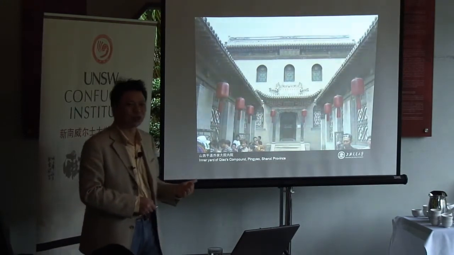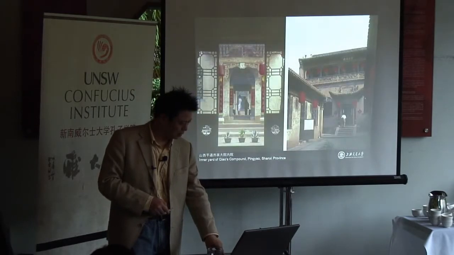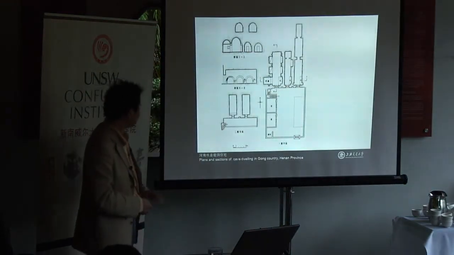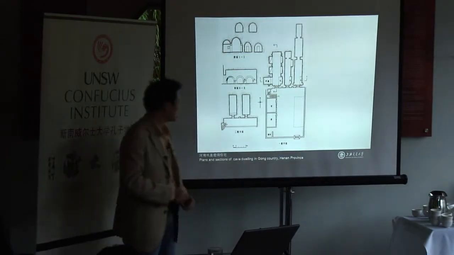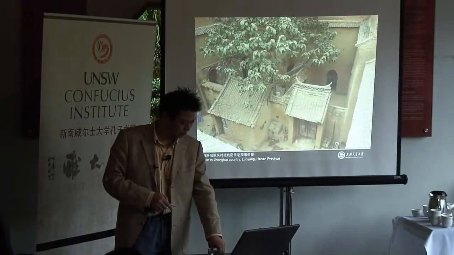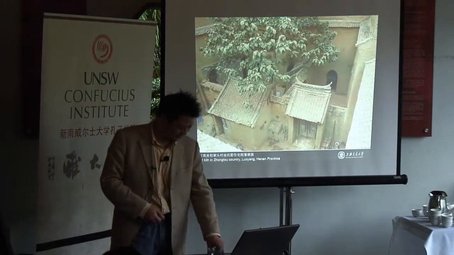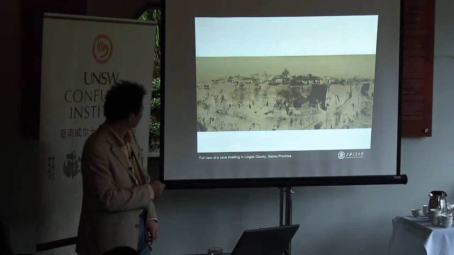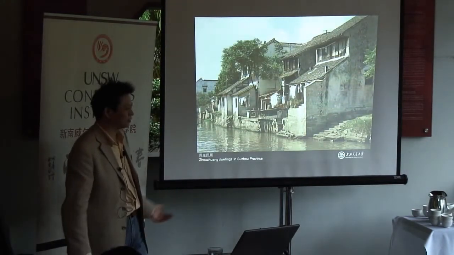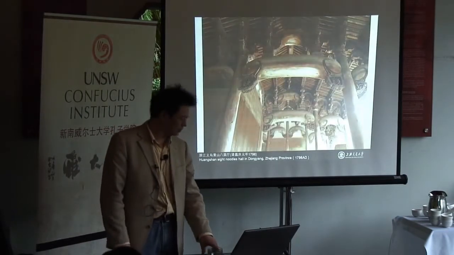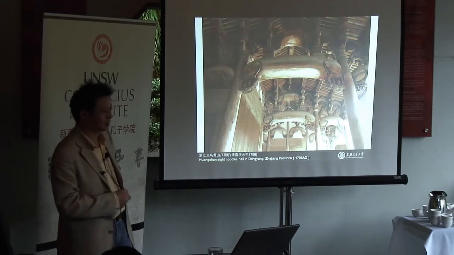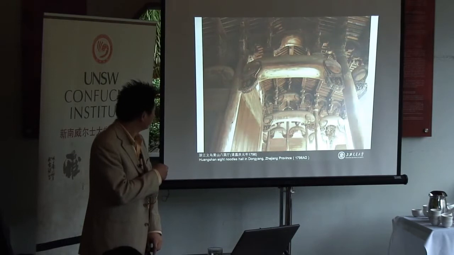This is the Chuihua Gate, the second gate of the courtyard. It's Pingyao, the Qiao family house. There's another kind of dwelling, a cave dwelling in Gongxian, Henan Province, under the ground, a little hill on the cliff. This is a water town in the south of the Yangtze River. This is the interior of the timber structure in Zhejiang, with more decoration and curved sculpture.